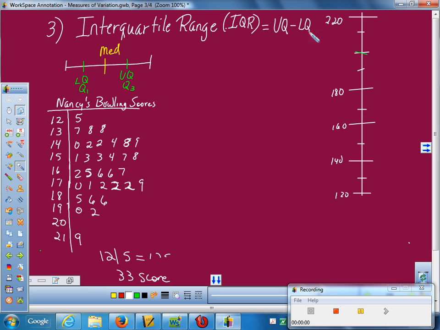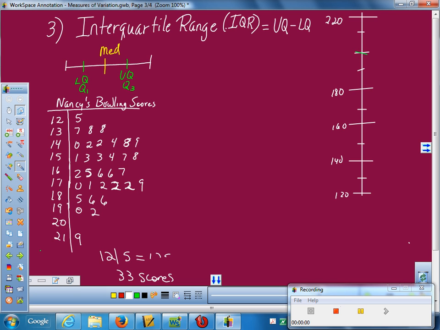Okay, so we're going to take Nancy, who bowls in a league. These are Nancy's bowling scores. She's not bad. I'd like to be that consistently high. That would be good. Her low was a 125, her high was a 219. That's not terrible. I am telling you here, there are 33 scores in this set of data. There are 33 numbers in that list.